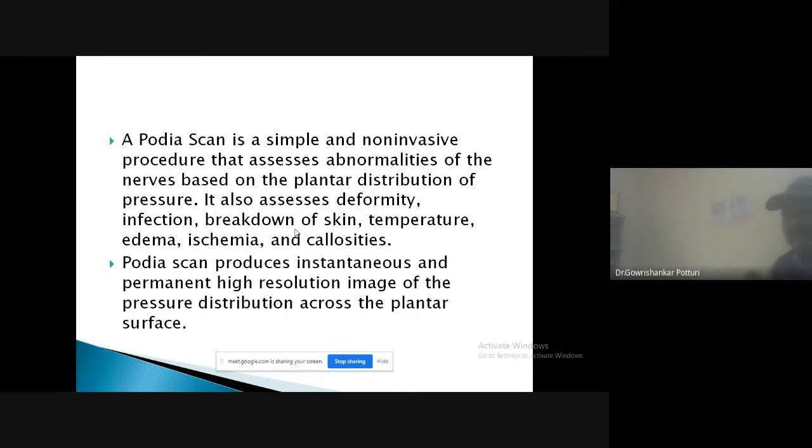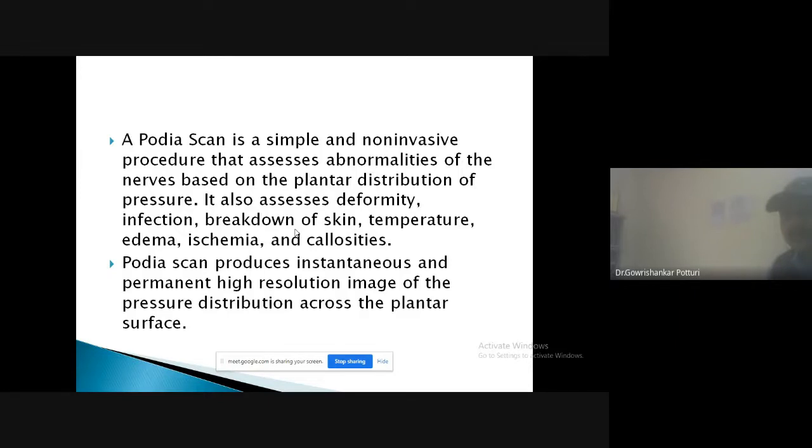The callosities means, I don't know how to explain to you, hardening of the skin and some pus formation will occur. You might have seen, yes. And we prescribe MCP chappal for them, microcellular polymer chappal. We can identify that with the podia scan.